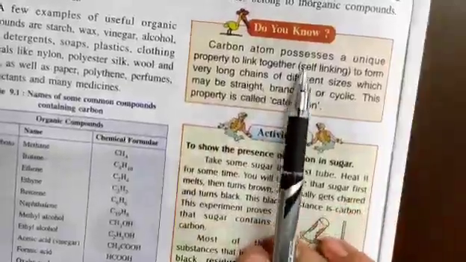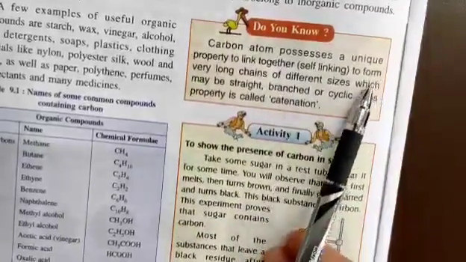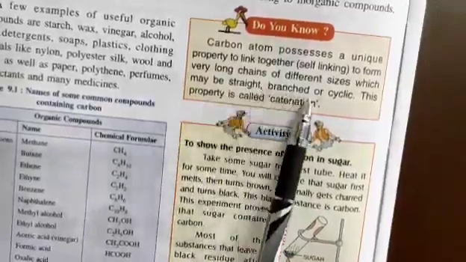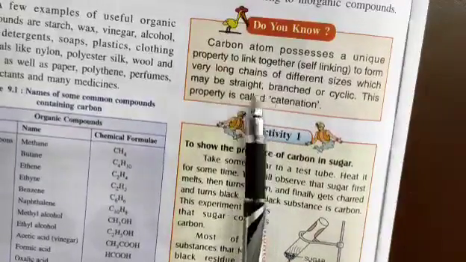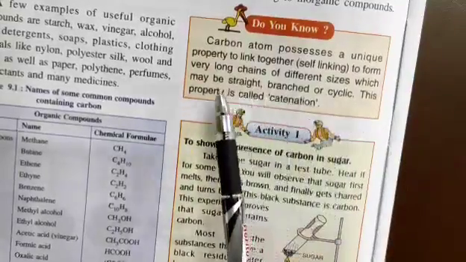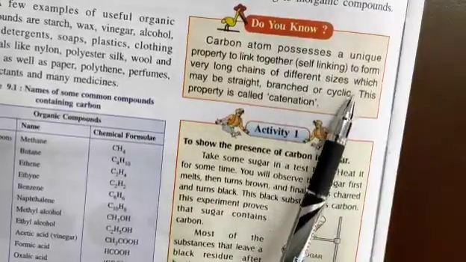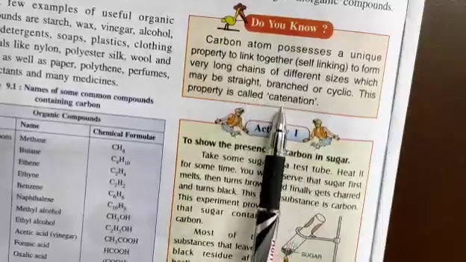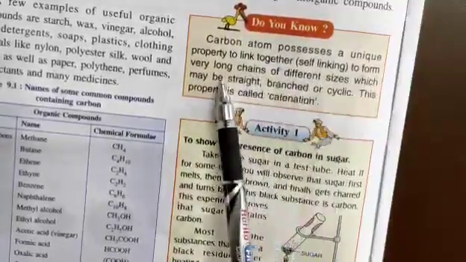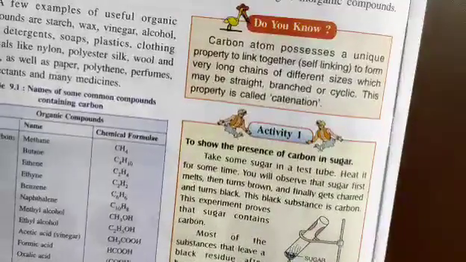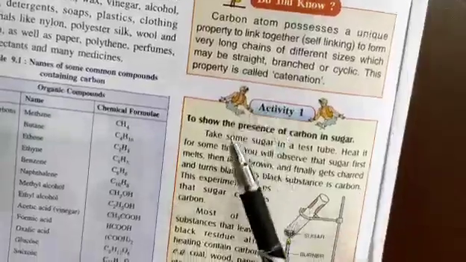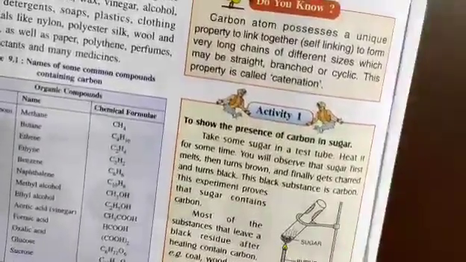Now one of the important properties of carbon is self-linking: a carbon atom links with another carbon atom. That is how one carbon atom links with many carbon atoms to form a long chain of different sizes, and this property we call catenation. The carbon atom possesses a unique property to link together to form very long chains of different sizes, which means straight chain, branched chain or cyclic. This property we call catenation.